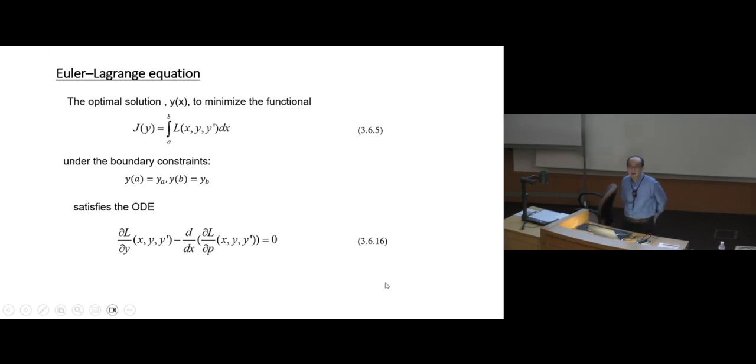So any questions on how we derive this Euler-Lagrange equation? Basically, we follow the same way we did for deriving the Euler equation, right? The key is to express the change of the function in the form of epsilon times a direction. Okay, any questions?